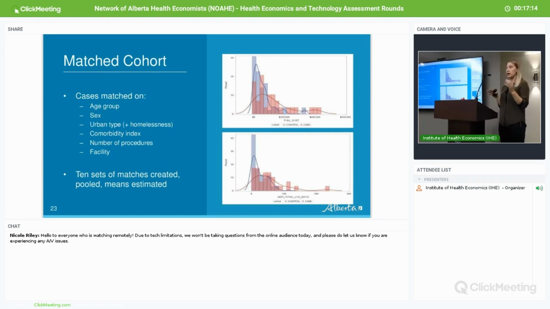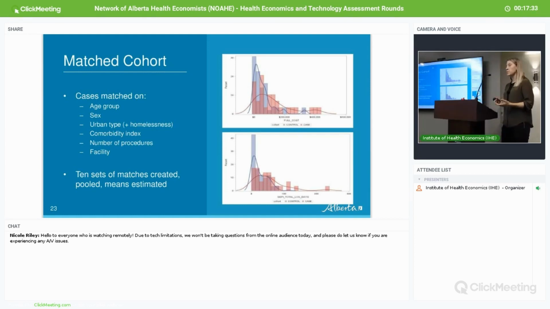So we did this matching. We have a randomizing algorithm, run it 10 times, and pool the estimates. The idea here is that if those factors all control well enough for other factors contributing to cost and length of stay, then the difference in means between the cases and controls could be fully attributed to MRSA.